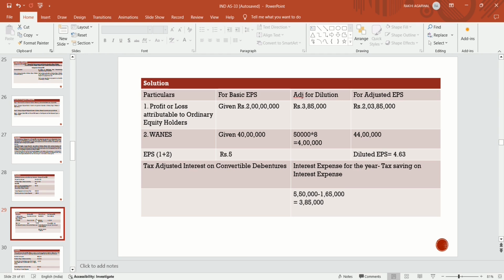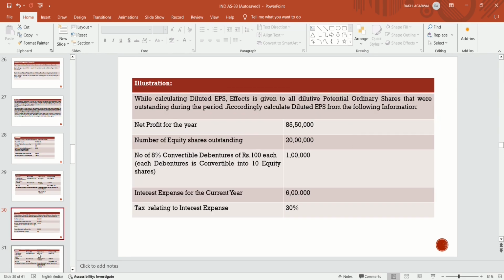So in this way, we will give the effect of the potentially convertible debentures, preference shares or options in order to calculate the dilution effect. Now another example: while calculating the diluted EPS, effect is given to all dilutive potential ordinary shares that were outstanding during the period. Accordingly, calculate diluted EPS from the following information.